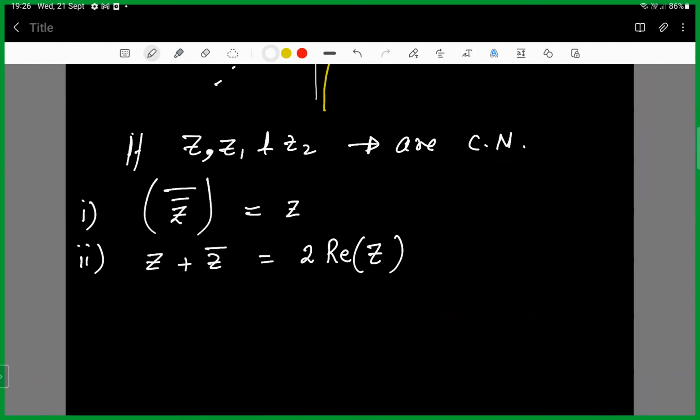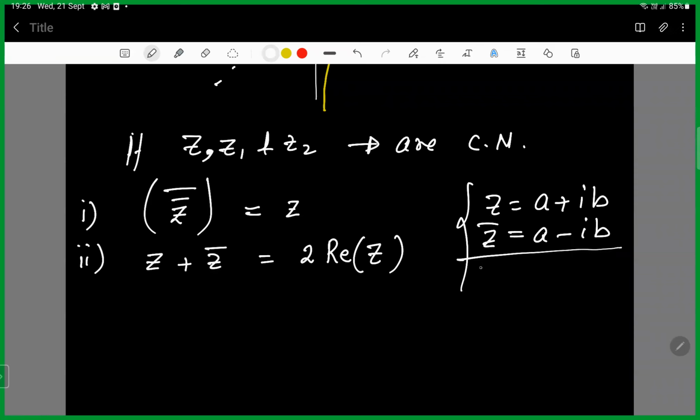See, if you have a complex number z is equal to a plus iota b, how do you write its conjugate? z bar is equal to a minus iota b, right? If you add these two, z plus the conjugate of z, this will get cancelled, right? So what you are getting is 2a. A is the real part, and this is the imaginary part. So you get 2 times the real part of z.